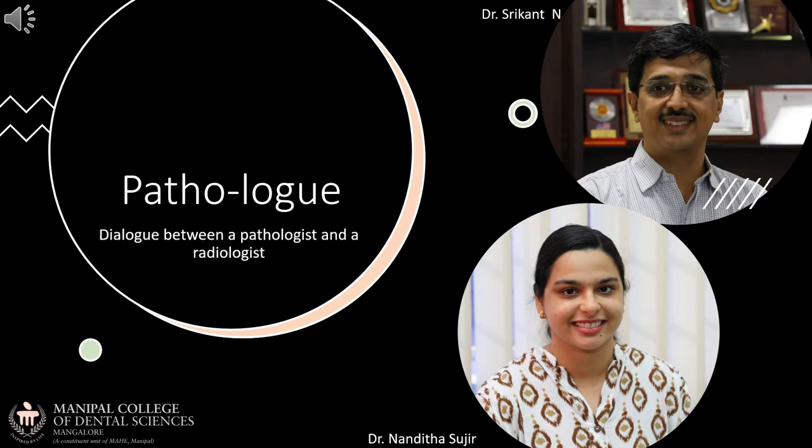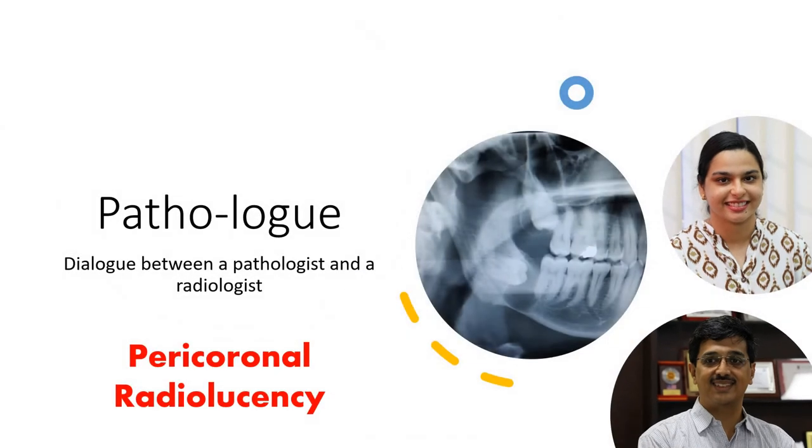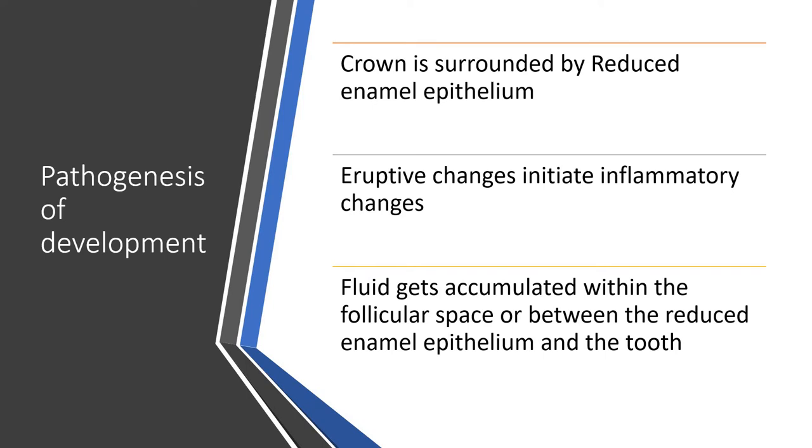Today with me I have Dr. Nanditha Sujir from the Oral Medicine and Radiology Department, and we are going to have a dialogue on pericoronal radiolucencies. Welcome Dr. Nanditha. Thank you Dr. Srikant. To begin with, what do you mean by pericoronal radiolucency? This term is a radiological descriptor used to describe a radiolucency that surrounds the crown of a tooth. Now, generally, we see follicular space around an impacted or an erupting tooth. Can you shed some light on the pathogenesis of such a radiolucency, sir?